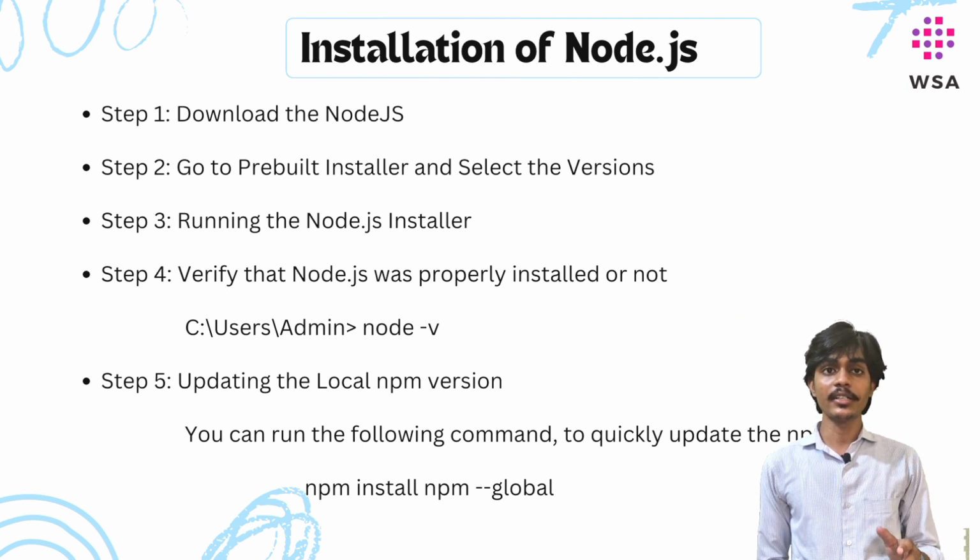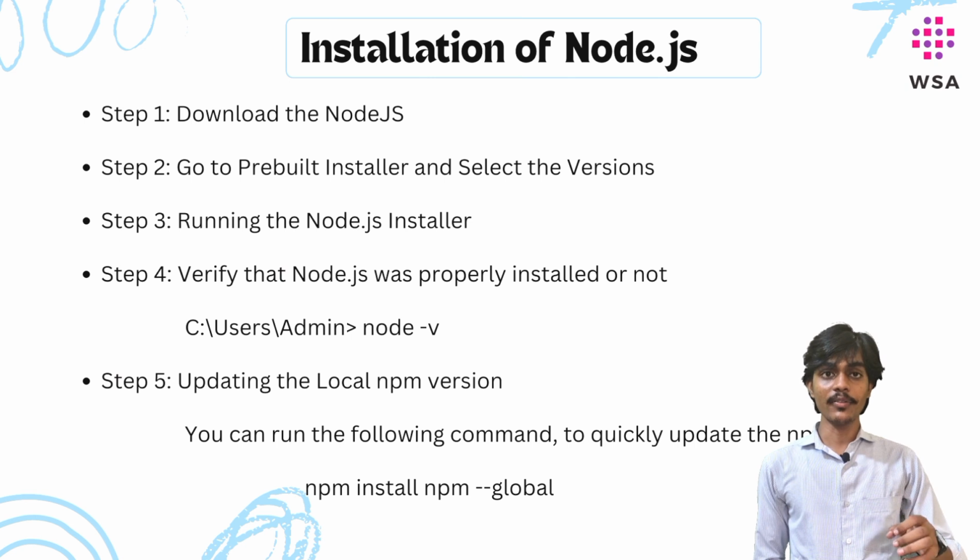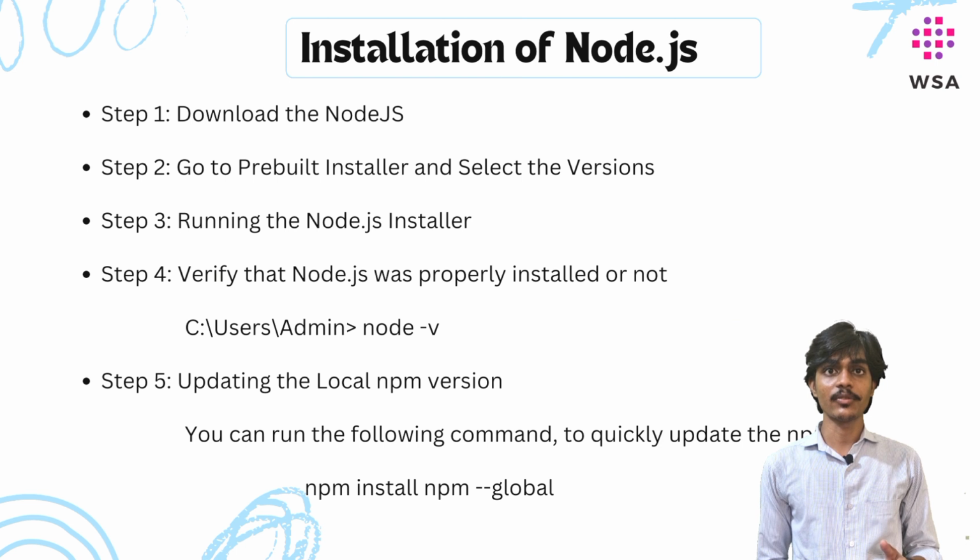And step 5, update the local npm version. You can run the following command to quickly update npm. So after this, we should write npm install -g npm in our CMD, and after that it will completely finish our installation of Node.js.